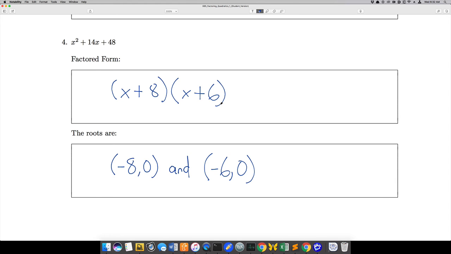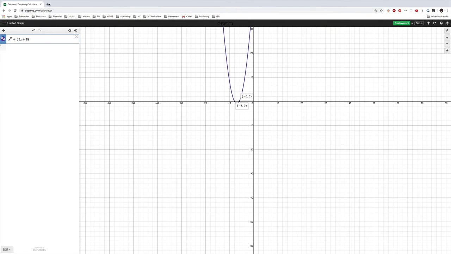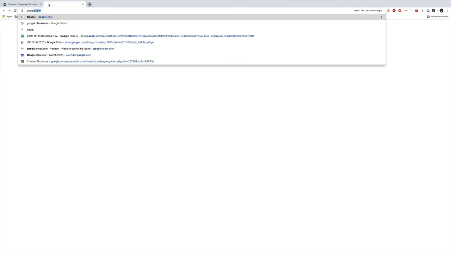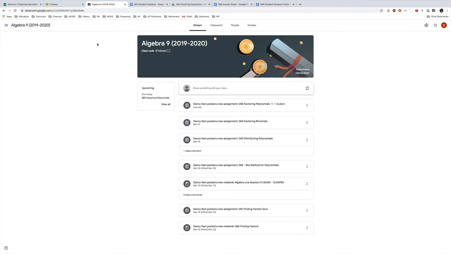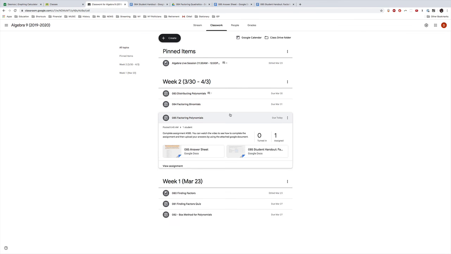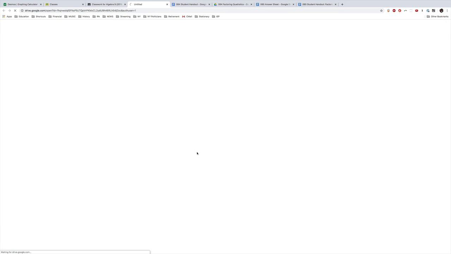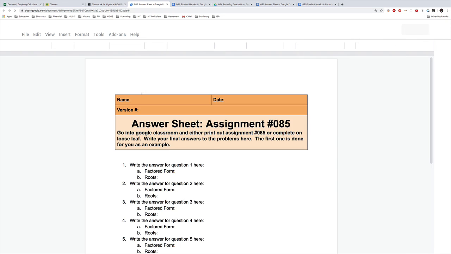Now what you're going to do to put your answers in, you're going to go back to the Google Classroom. So let's go to Google Classroom. You're going to click on this link here called Classwork and go down to today's assignment number 85 and click on Answer Sheet to put your answers in. So you're going to click right here on Answer Sheet. It's going to open up this answer sheet.